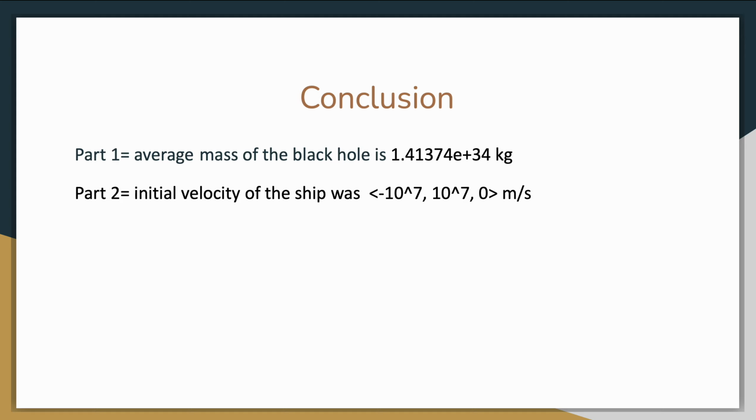Conclusion. For part 1, the average mass of the black hole is 1.41e34 kilograms. For part 2, the initial velocity of the ship was negative 10^7, 10^7, 0 meters per second.